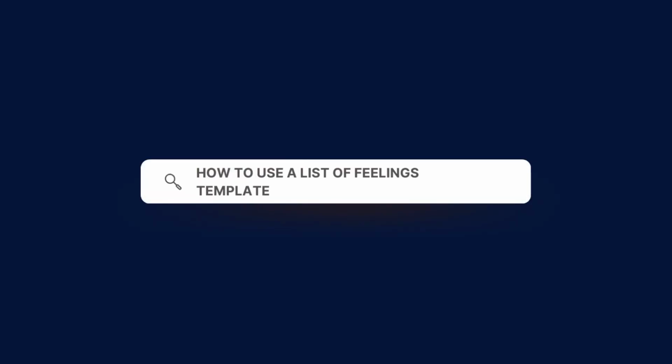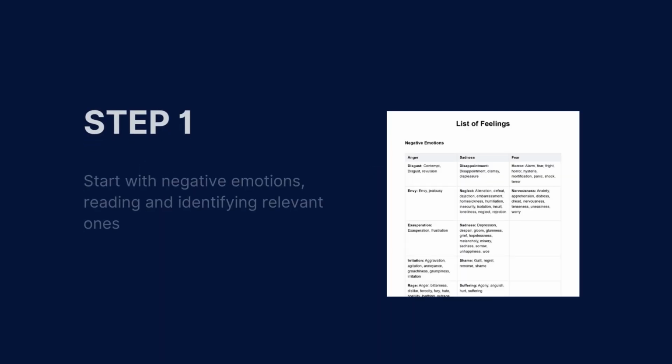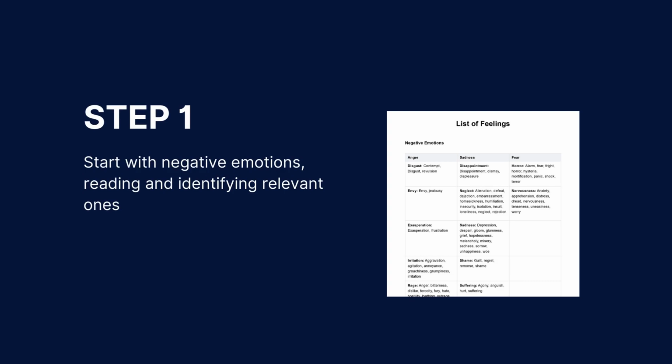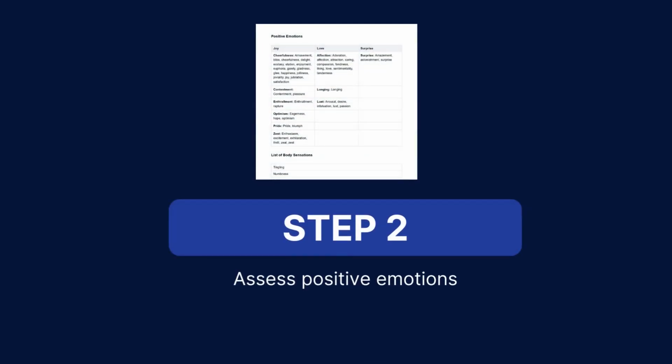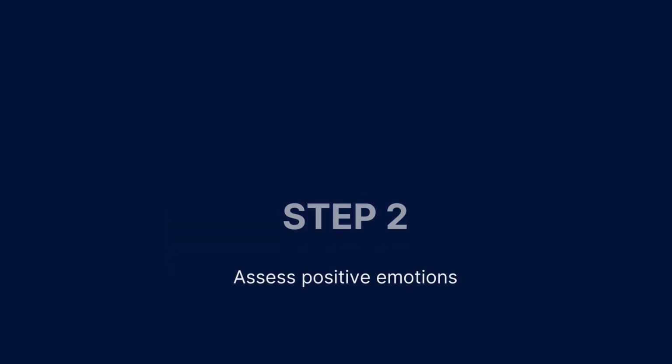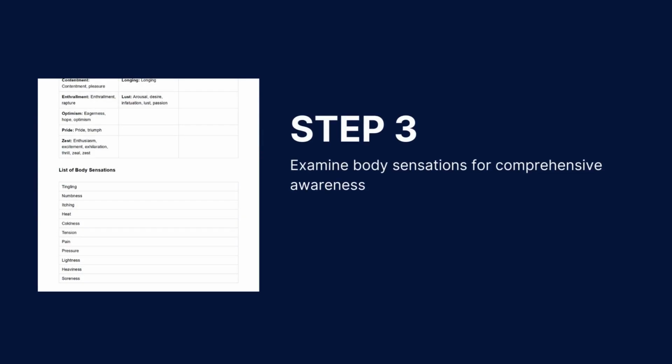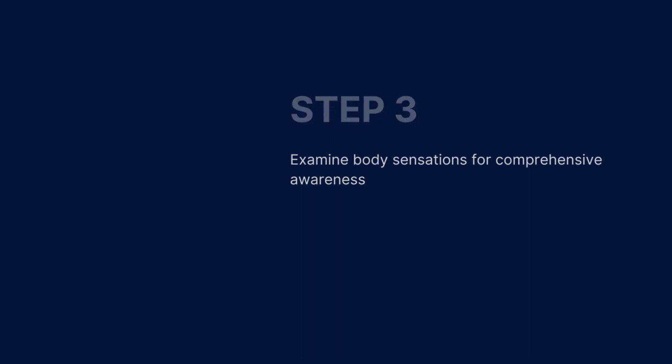How to use a list of feelings template. The first step is to start with the negative emotions, reading and identifying the relevant ones that apply to you. You'll then need to assess the positive emotions. Finally, examine the body sensations for a comprehensive awareness of your overall feelings.